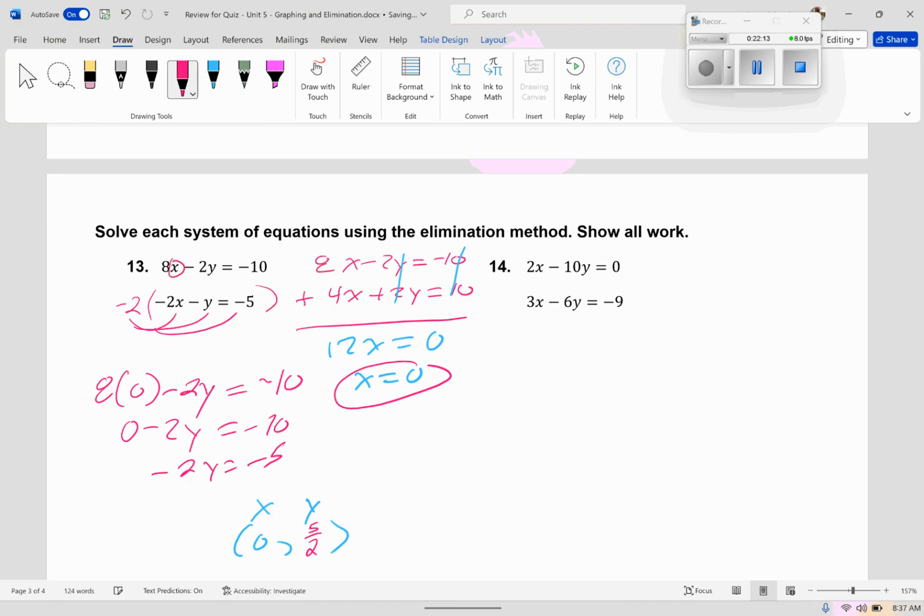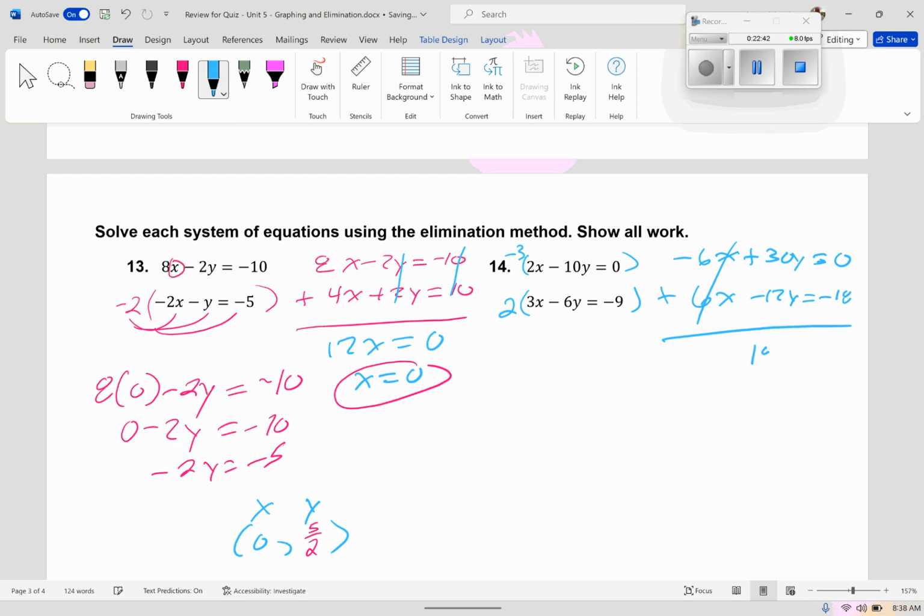Next problem, let's see. Let's get rid of the x's. So I'm going to multiply one of the equations by a negative, one of them by a positive. So I'm going to get -6x plus 30y equals 0 because -3 times 0 is 0. And then distribute that. So that's going to give me 6x minus 12y is equal to -18. Go ahead and add them together. Those are going to cancel each other out.